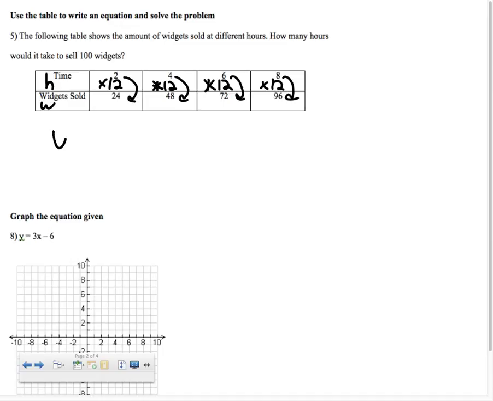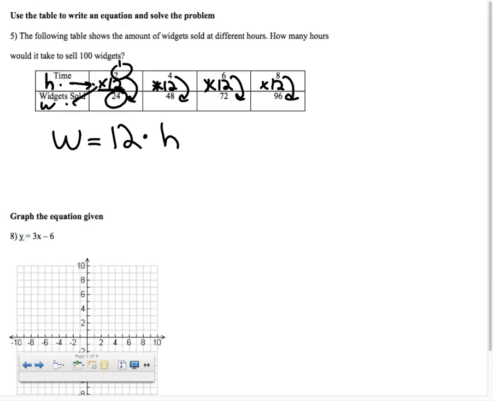So the number of widgets you sell is equal to 12 times the amount of hours that you spend. So 12 times h gives you the number of widgets you sell. Again, that's just formulating the rule from what we just saw here. We took the 2, we times it by 12, we got the 24. So it's h times 12 gives you your w. That's kind of the routine you follow. You take h, you multiply it by 12, you get your w.